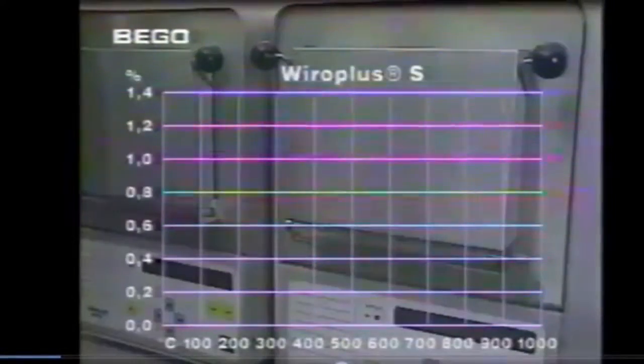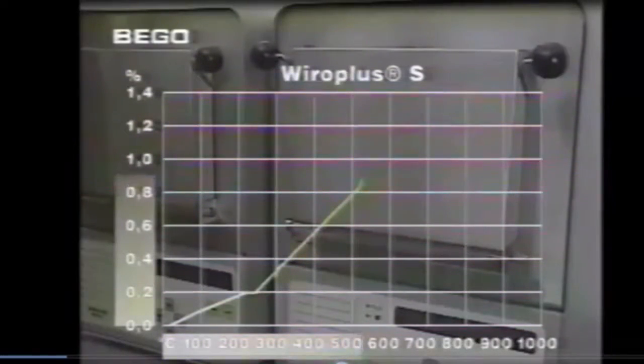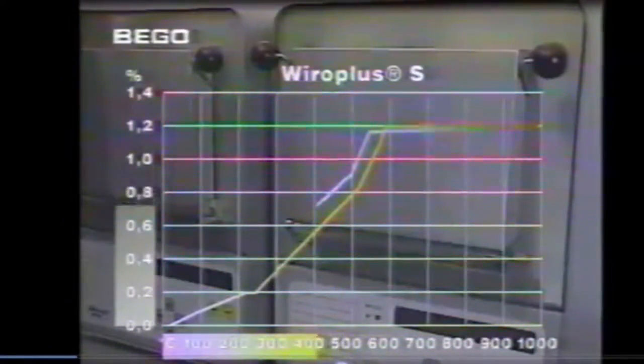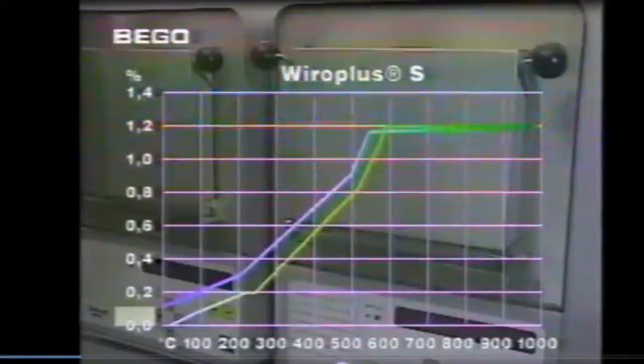The thermal expansion curve of Wiro plus S shows an expansion of the investment material of 1.2% at 600 degrees Celsius, reached with a temperature gradient of 5 or 7 degrees Celsius per minute. This expansion of the investment compensates for the contraction of the alloys during cooling.